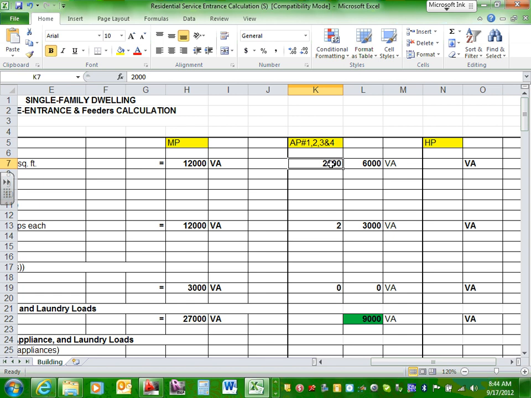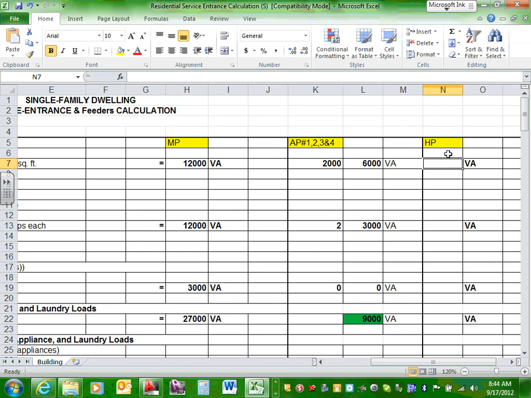So suppose, and you guys are going to verify these numbers, suppose the largest apartment was 2,000. Multiply this one by, can you guys see how we multiply them right here at the top? This is multiplied by three. Why three? 3 volt-amperes per square foot. And that will get you 6,000.